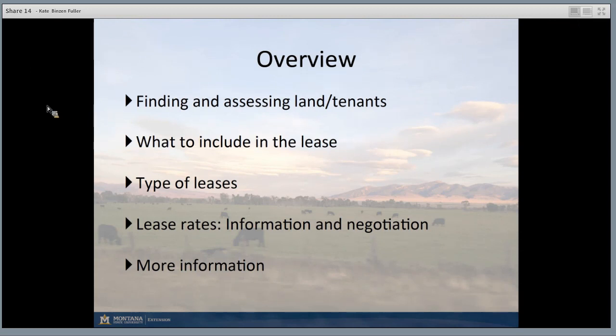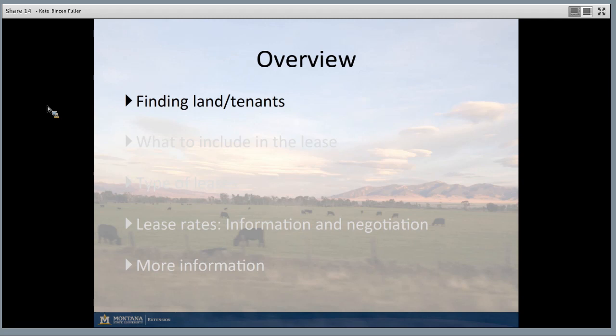So, just to give an overview of what I'm going to go over today, we're going to talk about finding and assessing land, what to include in a lease, different types of leases, some of which you might not have heard of before, lease rates, where you can go for information and tools you can use as part of the negotiation process, and more information.